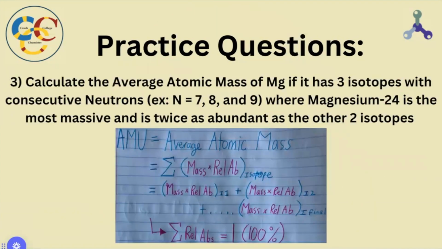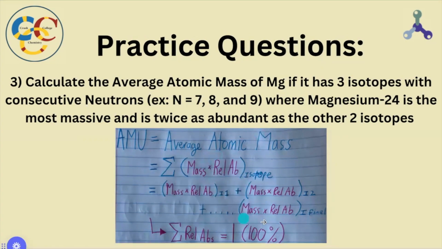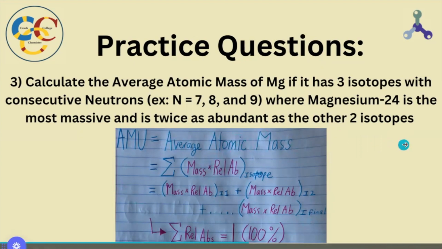Question number 3. Calculate the average atomic mass of magnesium if it has 3 isotopes with consecutive numbers of neutrons, such as neutrons with 7, 8, and 9, where magnesium-24 is the most massive of the 3 and is twice as abundant as the other 2 isotopes. I have this little thing from my notes. In the equation for calculating average atomic mass, we don't even really have all the information we need to be calculating this.